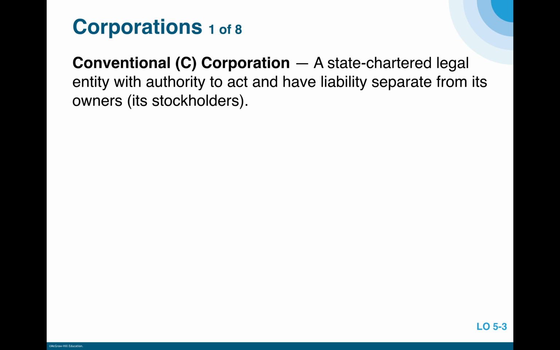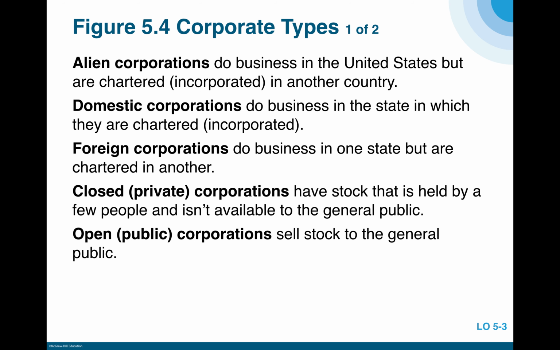So we've got a conventional corporation, which is a state chartered legal entity with authority to act and have liability separate from its owners or its stockholders. We've got alien corporations, which do business in the United States but are chartered in another country. You've got domestic corporations, which do business in the state in which they are chartered. Foreign corporations do business in one state but they are chartered in another.